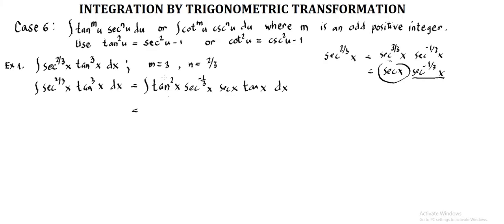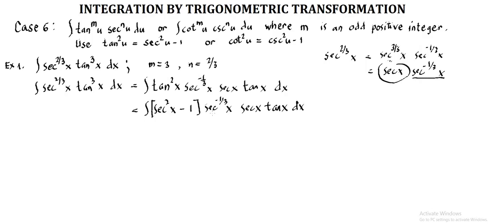Gagamit na tayo ngayon ng transformation para sa tangent squared. At ang tangent squared equals secant squared minus 1. So, I will have secant squared of x minus 1, and then times secant to the negative 1/3 of x, secant of x, tangent of x, dx.